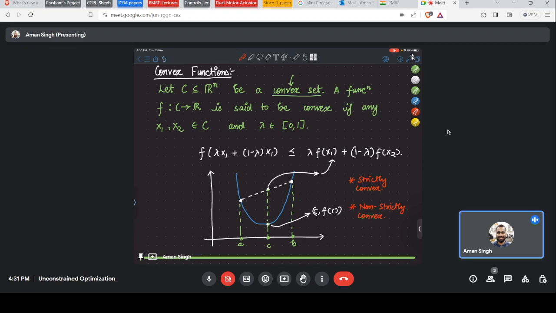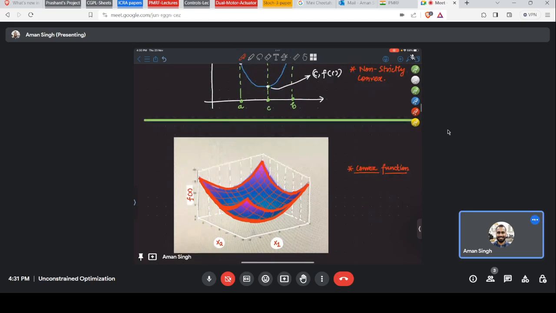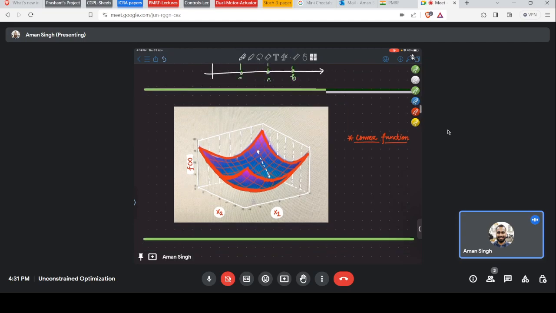So the example I gave you is in one dimension, like C belongs to R1. What happens if n is 2? Let's say we have two variables x1 and x2. You can see that if we take any 2 points on this and draw a chord, then that chord is always above the function. So this is also a convex function here. So this is an example of a convex function again.